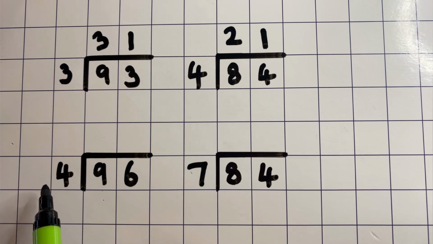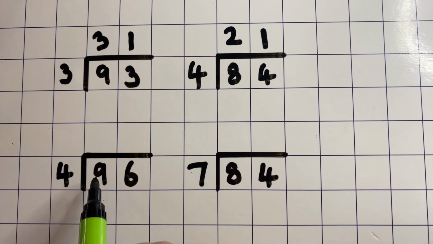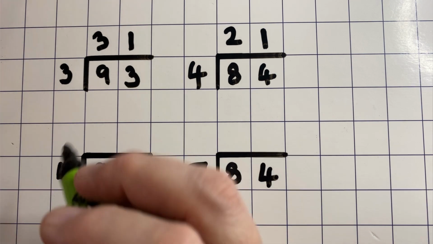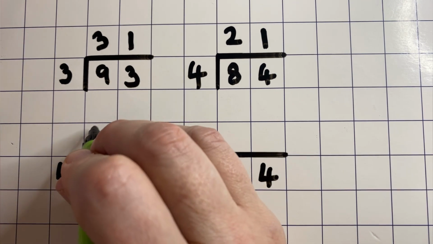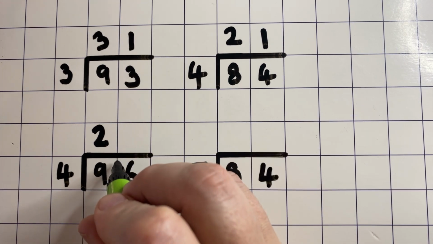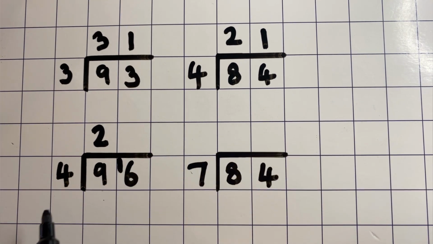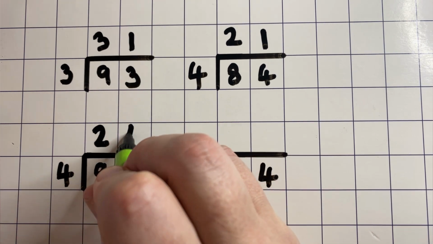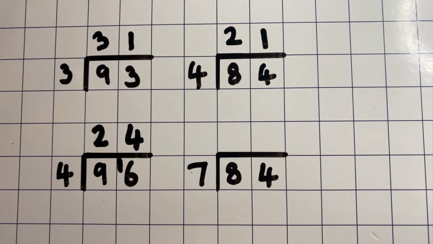96 divided by 4. How many times does 4 go into 9? Well, you can get as far as 8, so that's 2 lots of 4's. But you've got a remainder of 1. That remainder of 1 we put here. So now the second part of the operation is 4. How many 4's go into 16? 4's go into 16 4 times, so the answer is 24. If you found that tricky at all, you've got to pause, rewind, and then go back over it again.